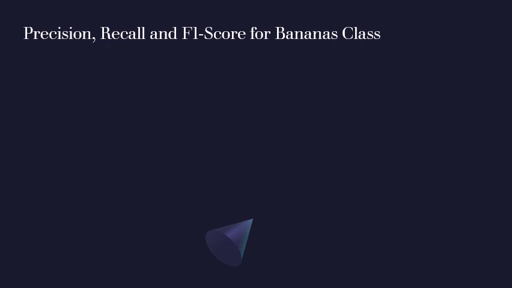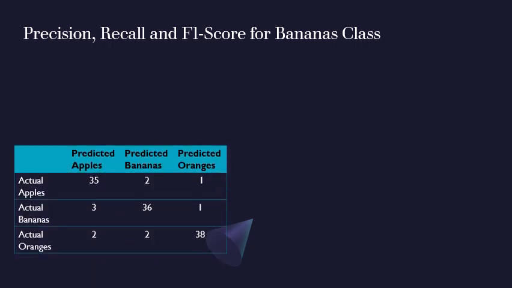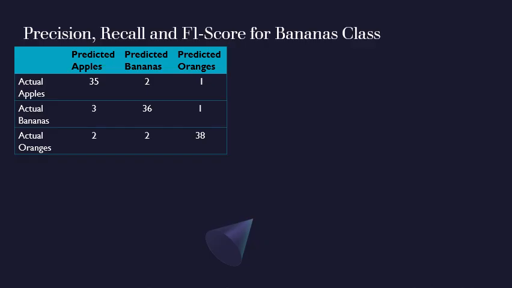Now for our banana class, let's take a look at our confusion matrix. So true positives are 36 bananas, correctly predicted as banana. So we have here our true positive, 36. And then for our false positives, we have 2 apples incorrectly predicted as bananas and then 2 oranges incorrectly predicted as bananas. We have 2 and 2 for our false positive. So the total false positives are 4.